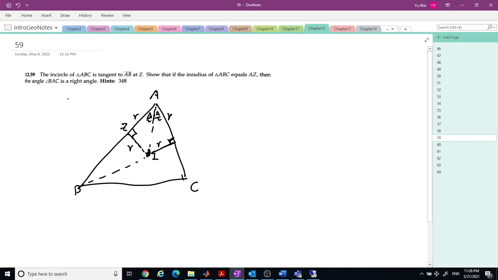Then the angle BAC is a right triangle. Okay, so we can see we have R, and the sides are all R, so it must be a rhombus, right? Once it's a rhombus and there is one angle of 90 degrees, it is a parallelogram, right? So this must be 90, right? So that's why this is also 90 degrees.